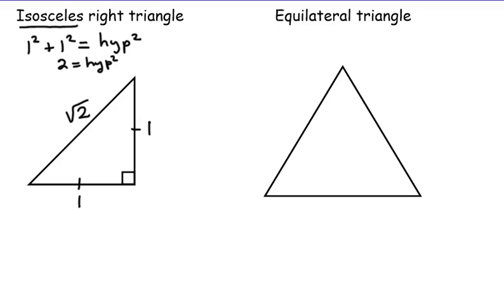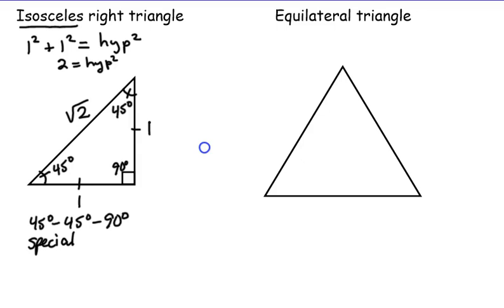What are the angles? Well, if these two sides are the same length, the angles opposite them must also be the same size. So if these two angles are the same, and this is 90 degrees, the other two add to 90 degrees, so they each have to be 45 degrees. So we have here what is called the 45, 45, 90 special triangle. And the ratio of its sides are 1, 1, square root of 2.